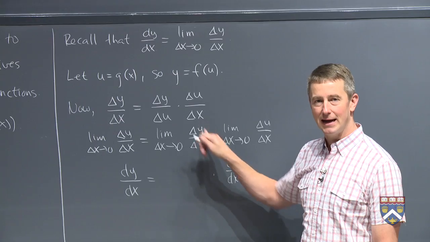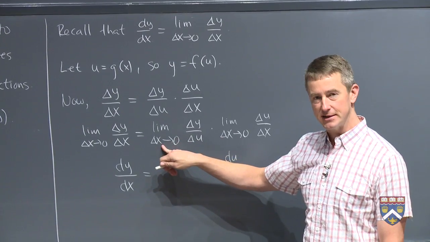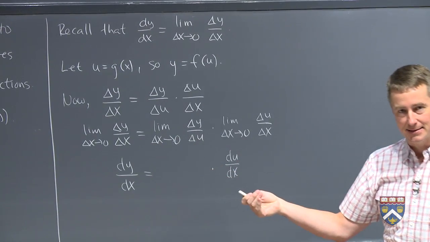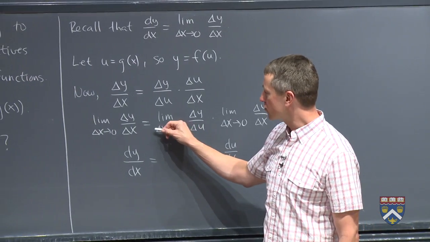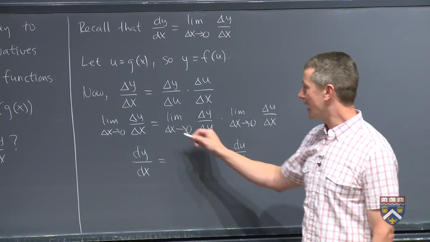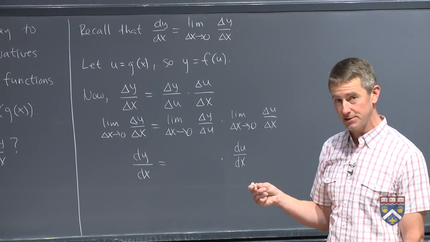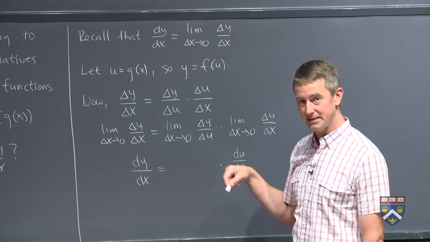If this is really dy du, this whole thing, what should be going to 0 on the bottom here? Not delta x, but delta u. So the question is, can I cross off delta x going to 0 and write delta u going to 0, as I would like to do? And then, therefore, this would become dy du.